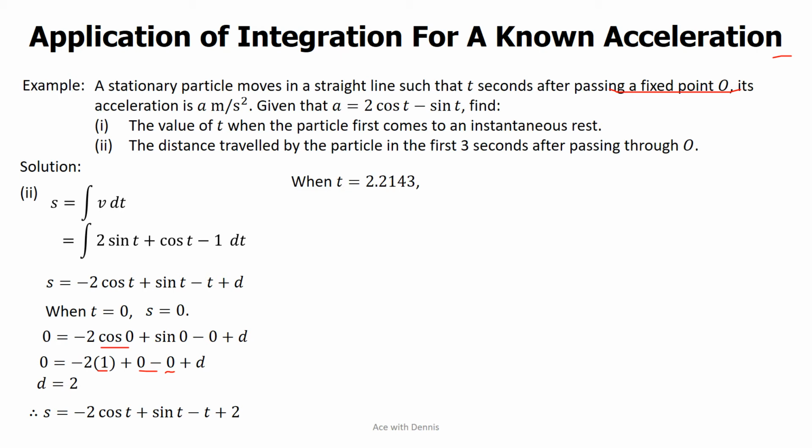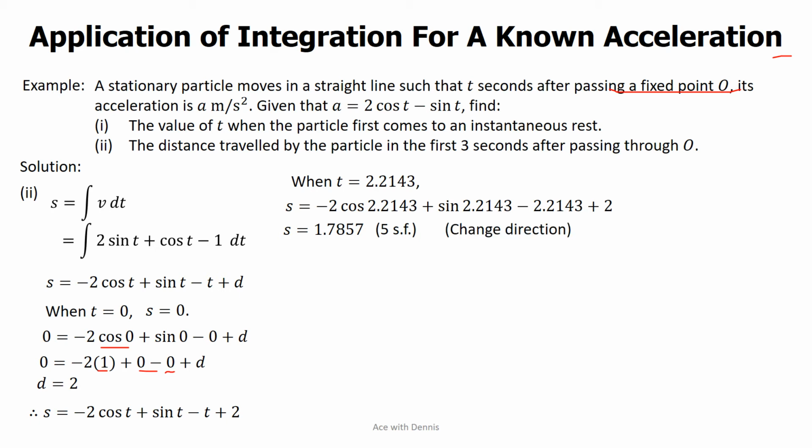When t is 2.2143, this is the time when it comes to instantaneous rest, which means it changed direction. So the displacement will be s equals negative 2 cosine 2.2143 plus sine 2.2143 minus 2.2143 plus 2. And we get s equals 1.7857. We leave it as 5 significant figures. And at this point, it changed its direction. So when t equals 3, s equals negative 2 cosine 3 plus sine 3 minus 3 plus 2, and we get s equals 1.1211.